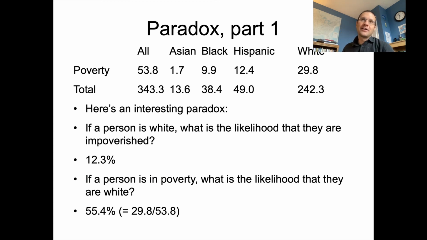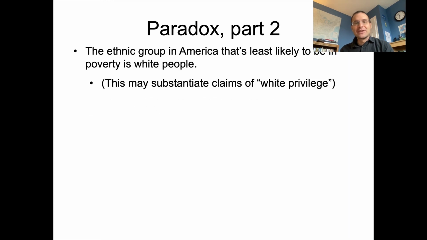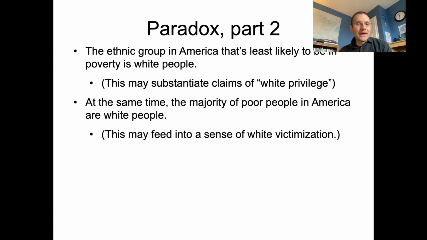So it turns out that the funny little paradox is the ethnic group in America that's least likely to be in poverty is white people. And you could use that to substantiate claims of what is called white privilege. And then at the same time, the majority of poor people in America are white people. And that can feed into a sense of white victimization. So, yeah, that's a little bit weird.